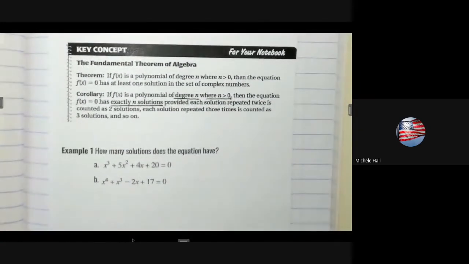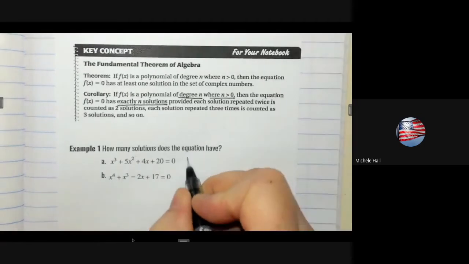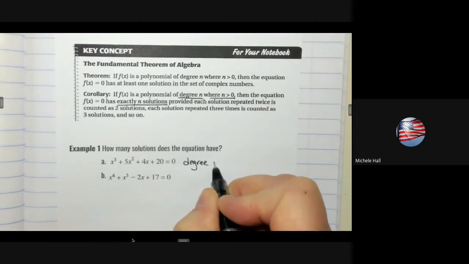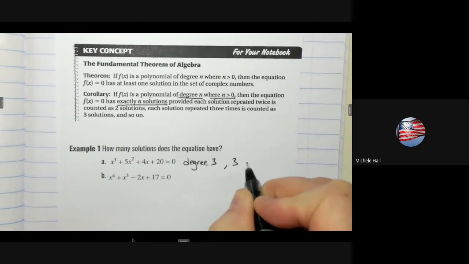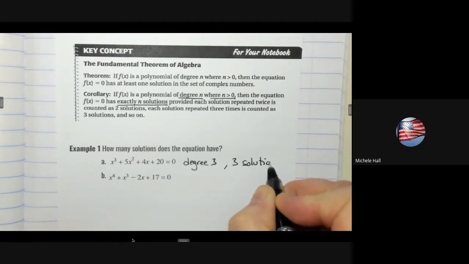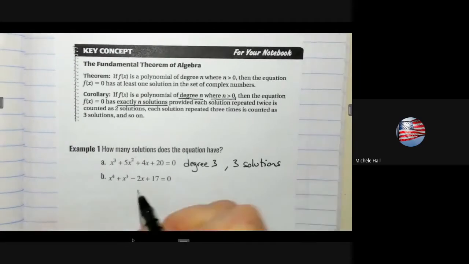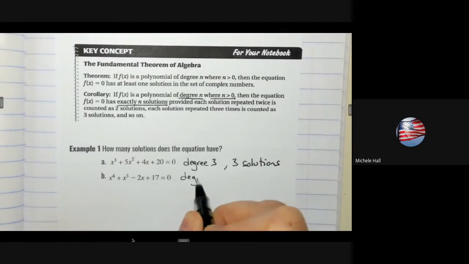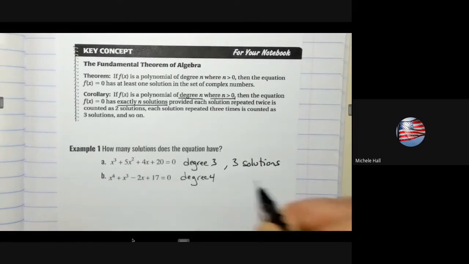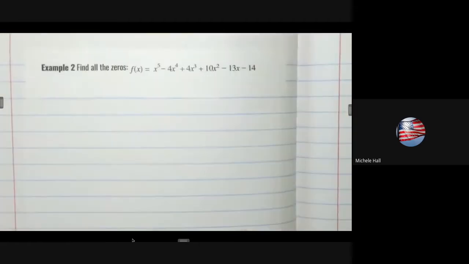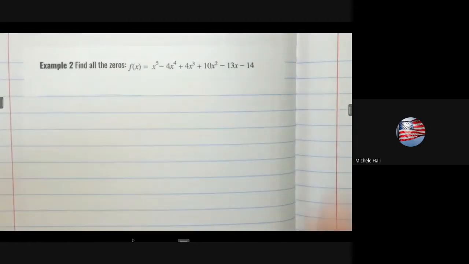Example 1, how many solutions does the equation have? On A, how many solutions do you expect? What is the degree of the problem? The degree is 3, so we expect 3 solutions. Go ahead and try example B. Example B is a degree 4. We expect 4 solutions.